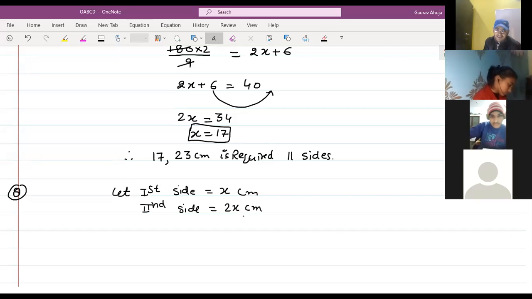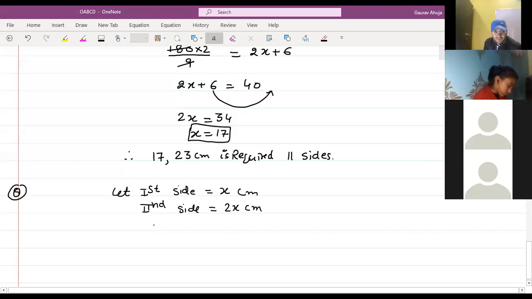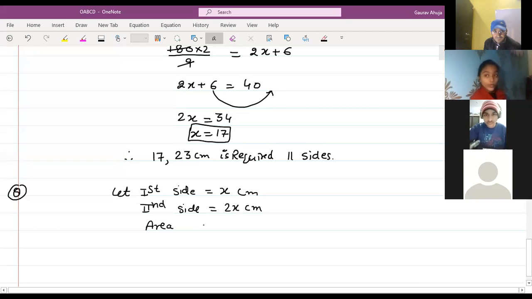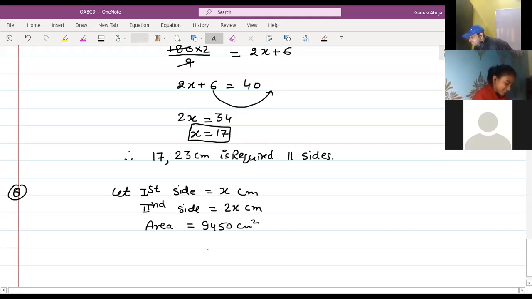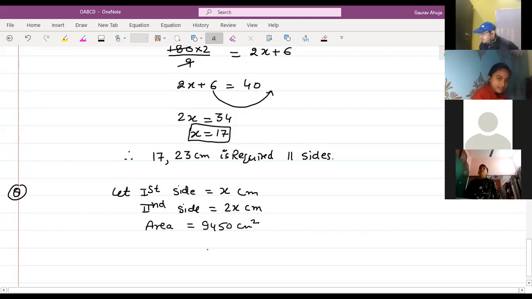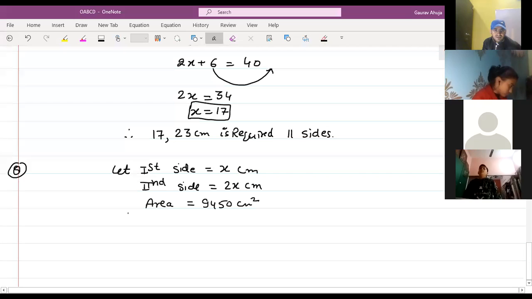Area is 9450 square centimeter. And the perpendicular distance between these two sides is 84 meter. I think the question is based on meter, and I am writing centimeter. You can change the unit yourself. I am not going to change. I will solve this question with centimeter only.